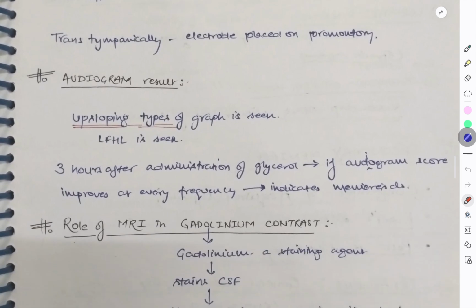Then we'll come to the audiogram results. An upsloping type of graph is seen, with low frequencies affected more. And 3 hours after administration of glycerol, as you know glycerol will be absorbed and it will improve the hearing, the audiogram score improves at every frequency, indicating Meniere's disease. So if there is improvement with glycerol, it indicates Meniere's disease.